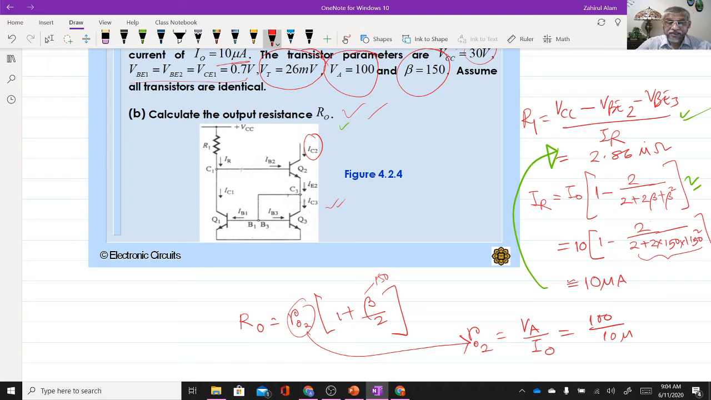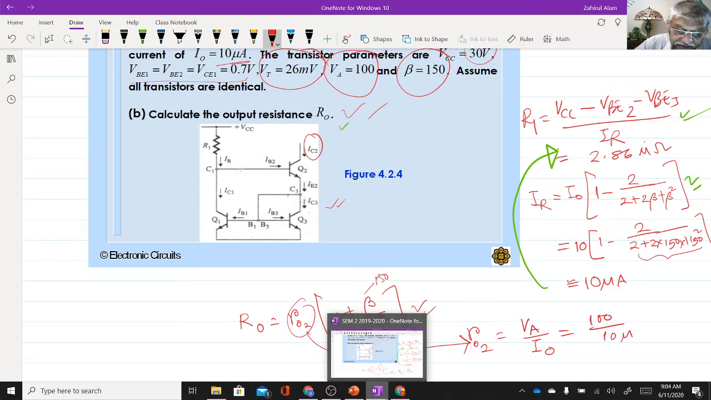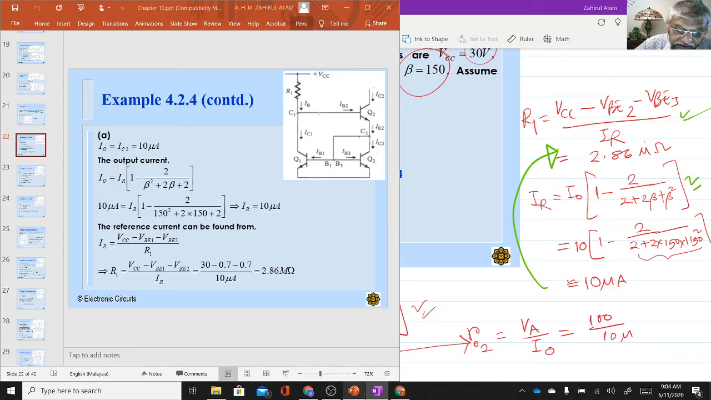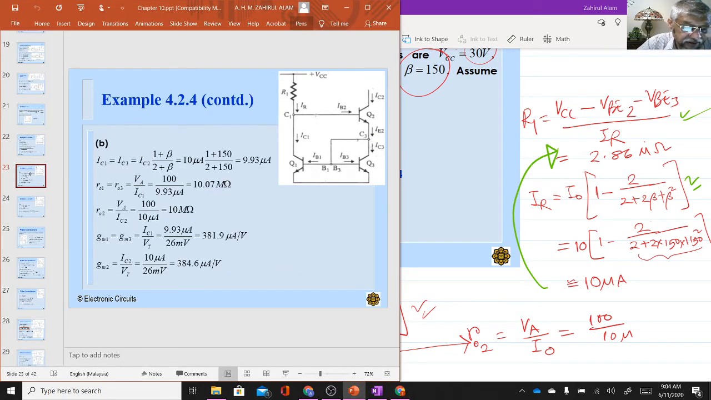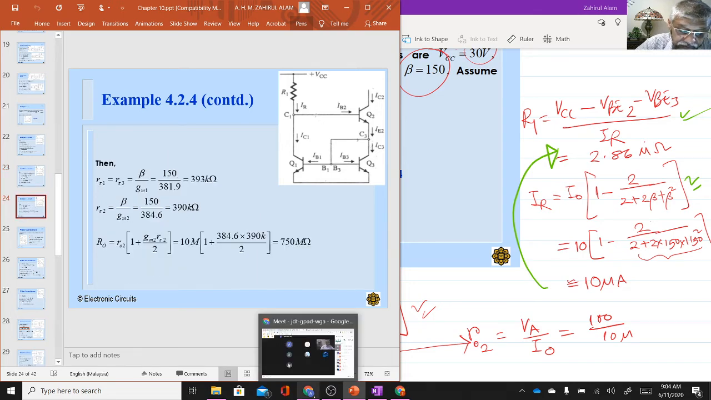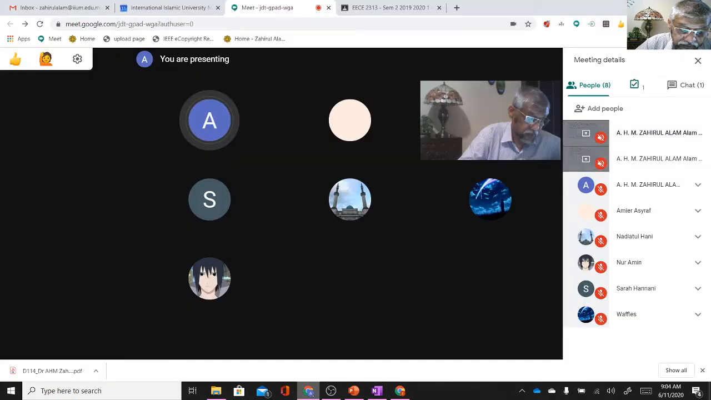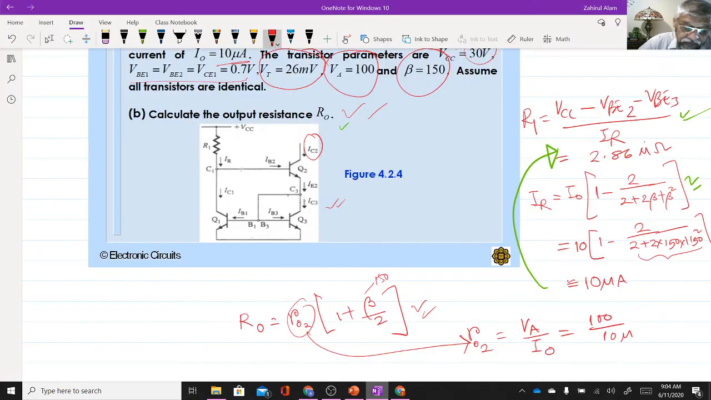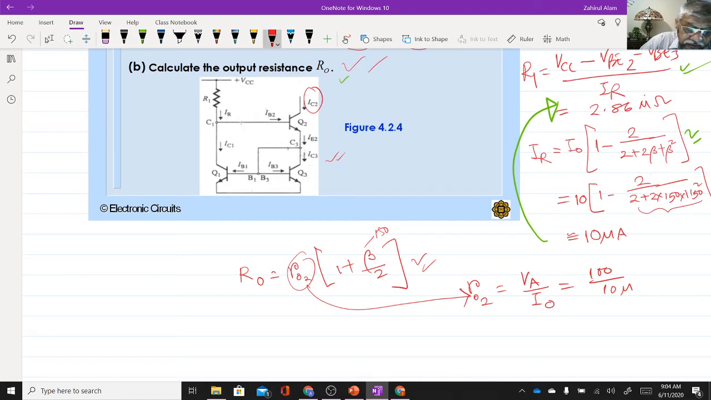So we can calculate this output resistance. If we calculate, it shows that the output resistance, let me see what is the value of this output resistance. So R0 is equal to 750 mega ohm.